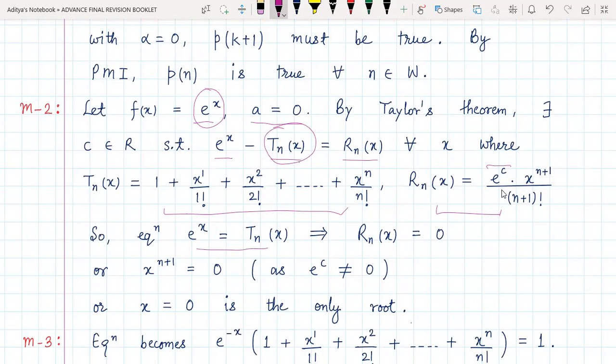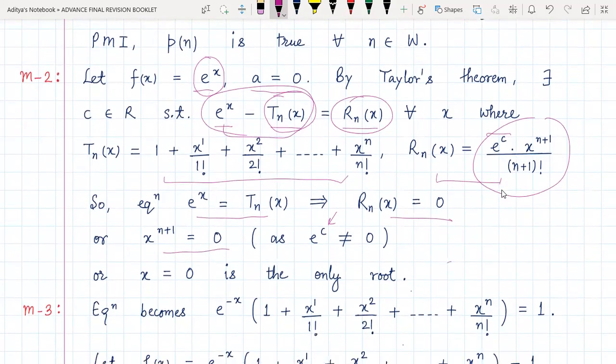That would imply that R_n x must become 0. So this quantity must become 0, but clearly e power c can never be 0. It is always positive. n plus 1 factorial is positive. So x power n plus 1 must be 0, and hence x equal to 0 is the only root.